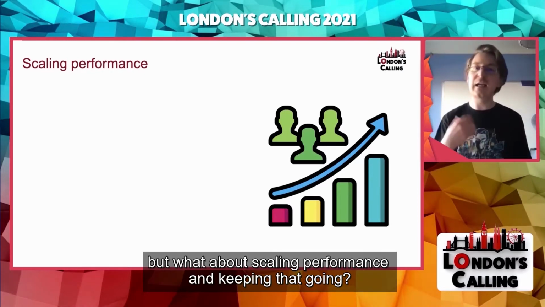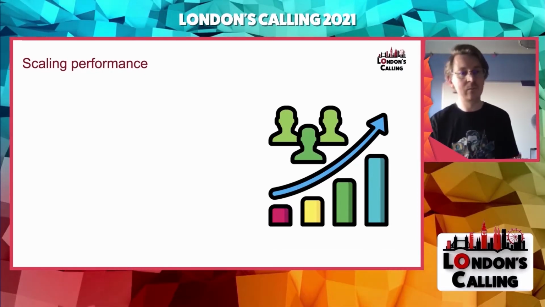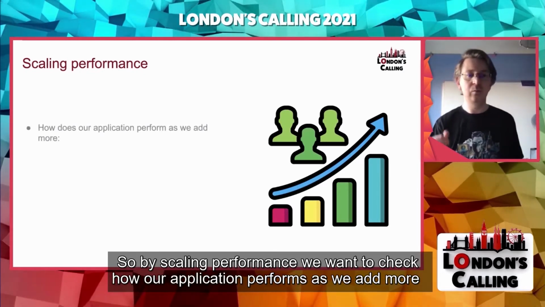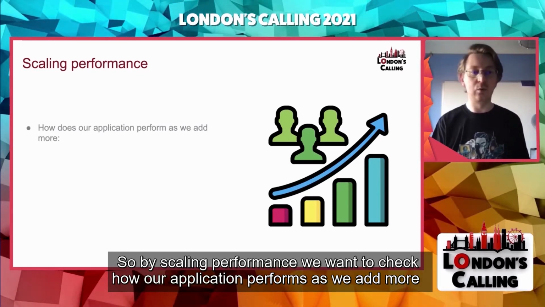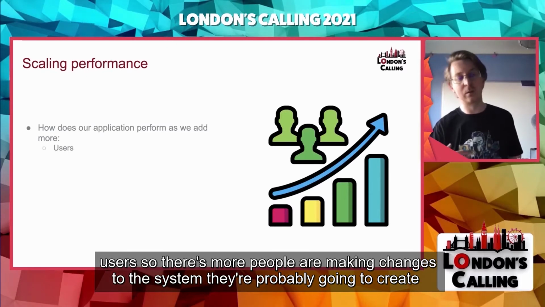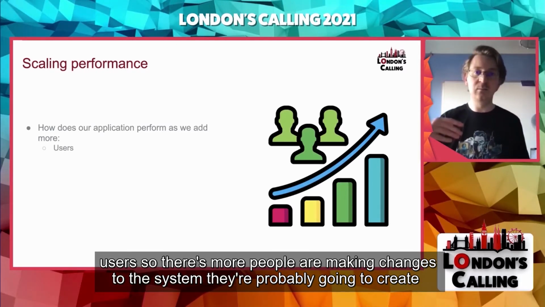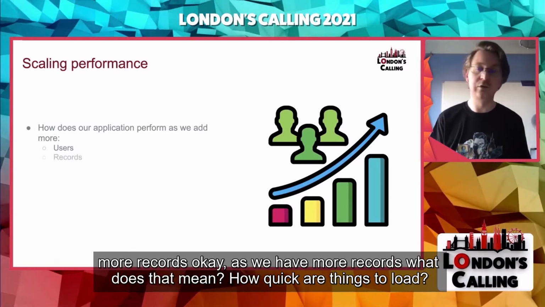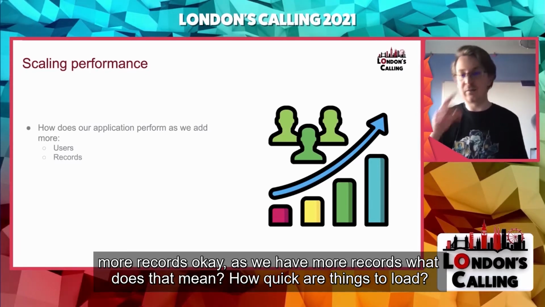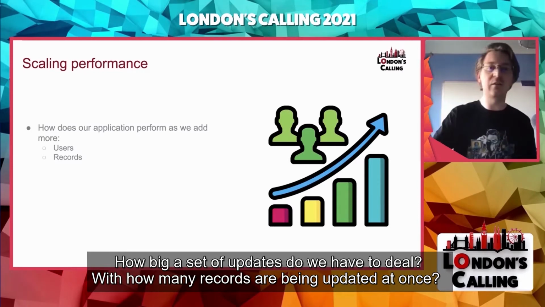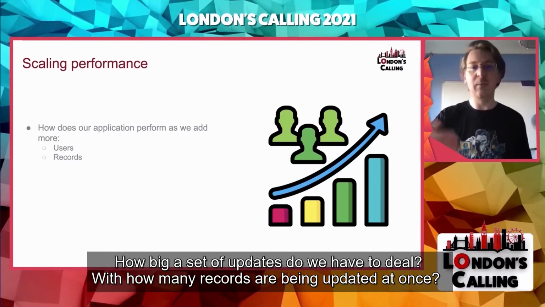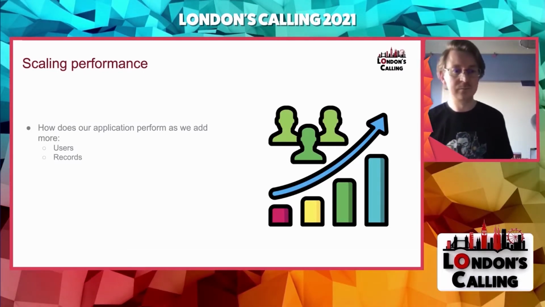But what about scaling performance and keeping that going? So by scaling performance, we want to check how our application performs as we add more users. So as more people are making changes to the system, they're probably going to create more records, okay? As we have more records, what does that mean? How quick are things to load? How big a set of updates do we have to deal with? How many records are being updated at once?